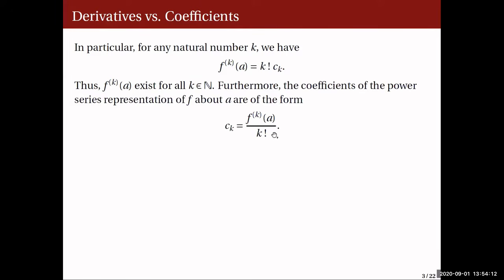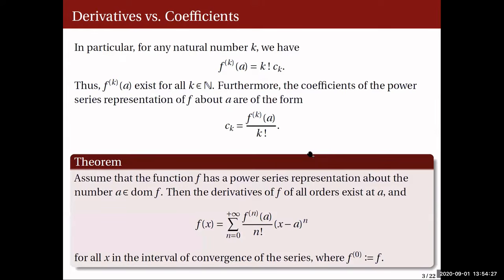So we have shown that the kth derivative of f at a exists for all k in the natural numbers, and the coefficients of the power series representation of f about a are of the following form. This leads us to the following theorem. Suppose that the function f has a power series representation about the number a in the domain of f.